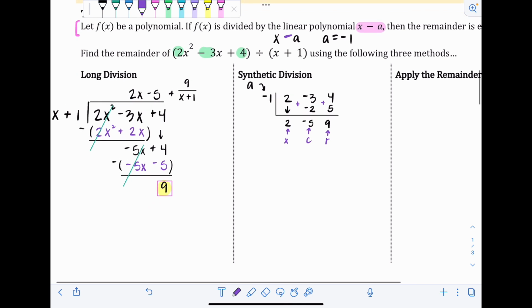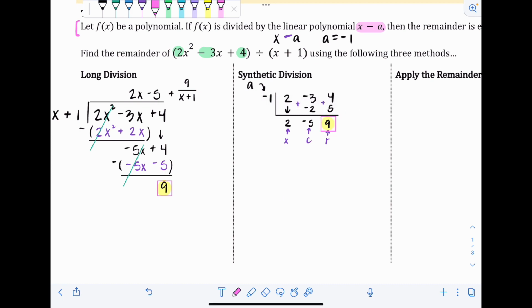This is just asking for the remainder, so we don't need to write my 2x minus 5 and then 9 over x plus 1. I just need to point out the remainder, and it's the same exact remainder as we got with long division, because it's the same answer we got with long division.